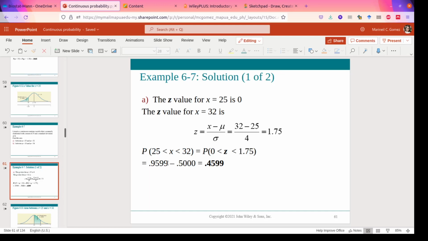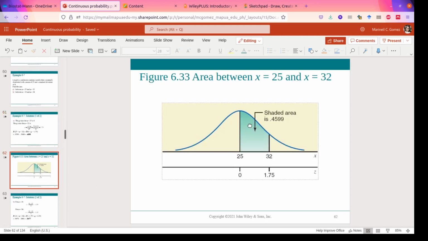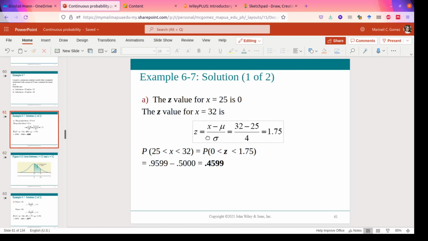Applying what we have learned in the preceding video, we just get the area between 0 and 1.75 on the z curve, the standard normal distribution curve, and this is your answer. Here is the standard normal distribution axis, 0 and 1.75. But in your problem, it's for a random variable between 25 and 32, so you just convert your x values to z values by applying your formula: x minus mu over the standard deviation.